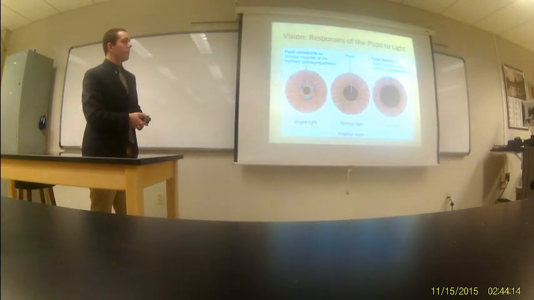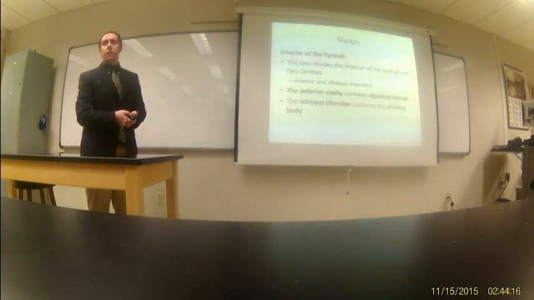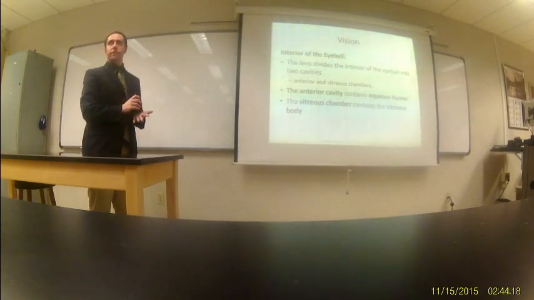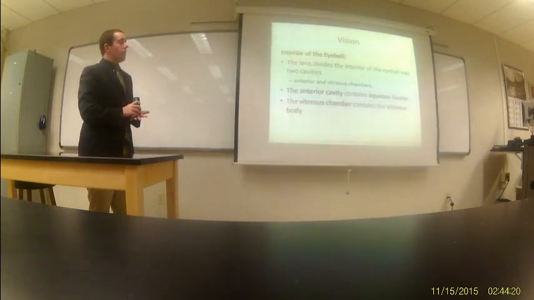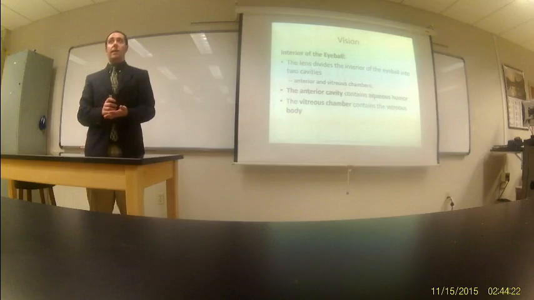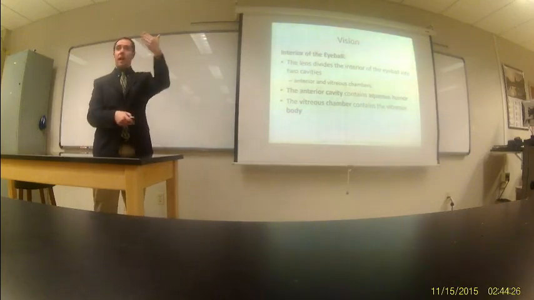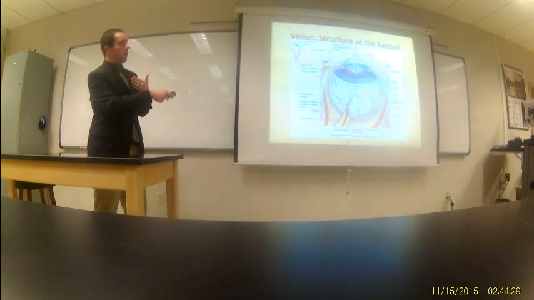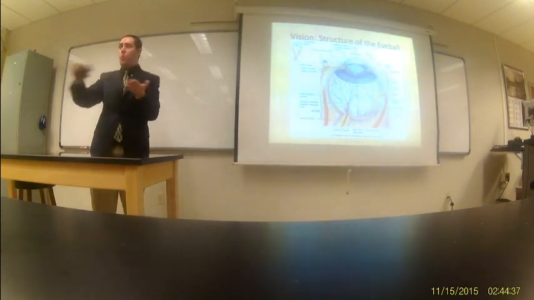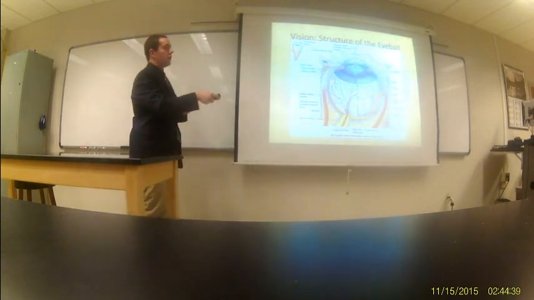Can you say? Yeah. So the anterior cavity is the same thing as the vitreous chamber. No. They're different. Anterior cavity is in front of the lens. Vitreous chamber is behind the lens. Here's the lens. Everything up, the empty space up here is the anterior chamber. All the empty space back here, which you can't see because we haven't cut the eyeball open, would be the vitreous chamber.